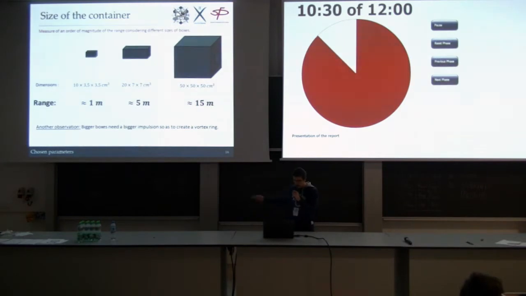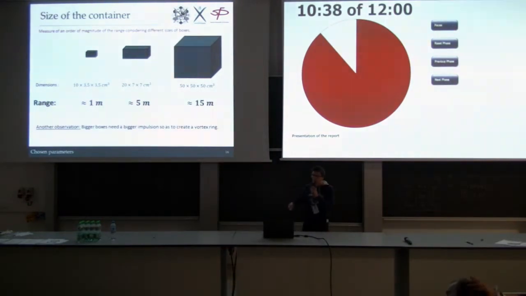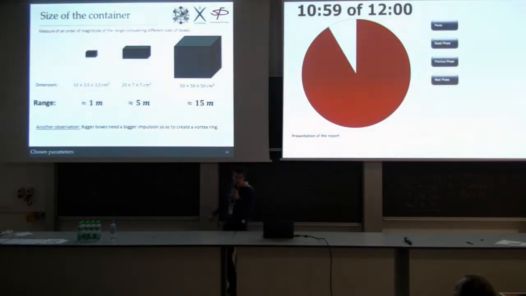First, the size of the container. We took 3 boxes with different dimensions, a little one, a medium one, and a bigger one, and we measured an order of magnitude of the range for each box. And we find different orders of magnitude, so we can conclude that to get a bigger range, we need a bigger box. With an observation: bigger boxes need a bigger impulsion to create a vortex ring.